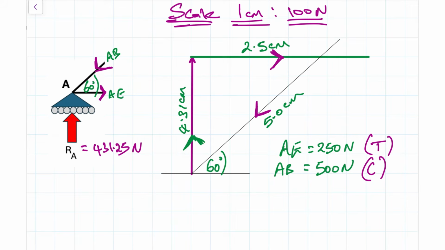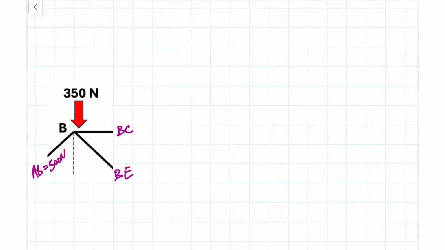So that's the first joint done, and we're going to go to the next joint and repeat the exact process. So here we are at the next joint, and we've already inserted all the known values. We already know what AB is. AB, we got that previously as 500 newtons. And we already know what that downward force is, which is 350 newtons.